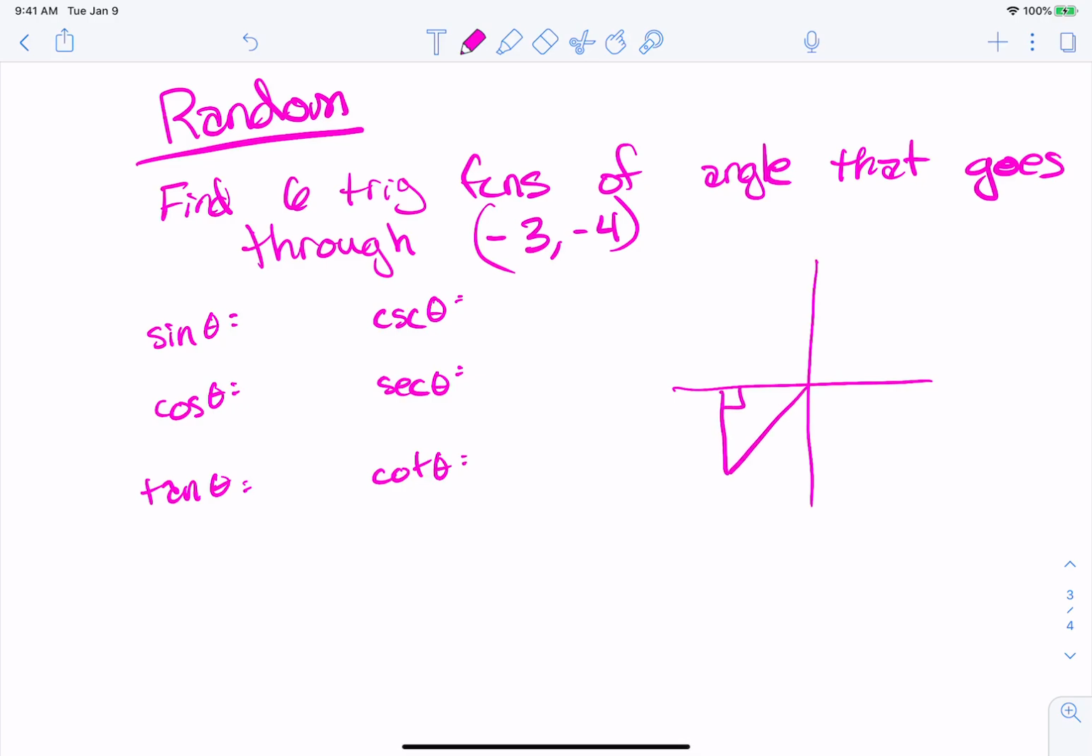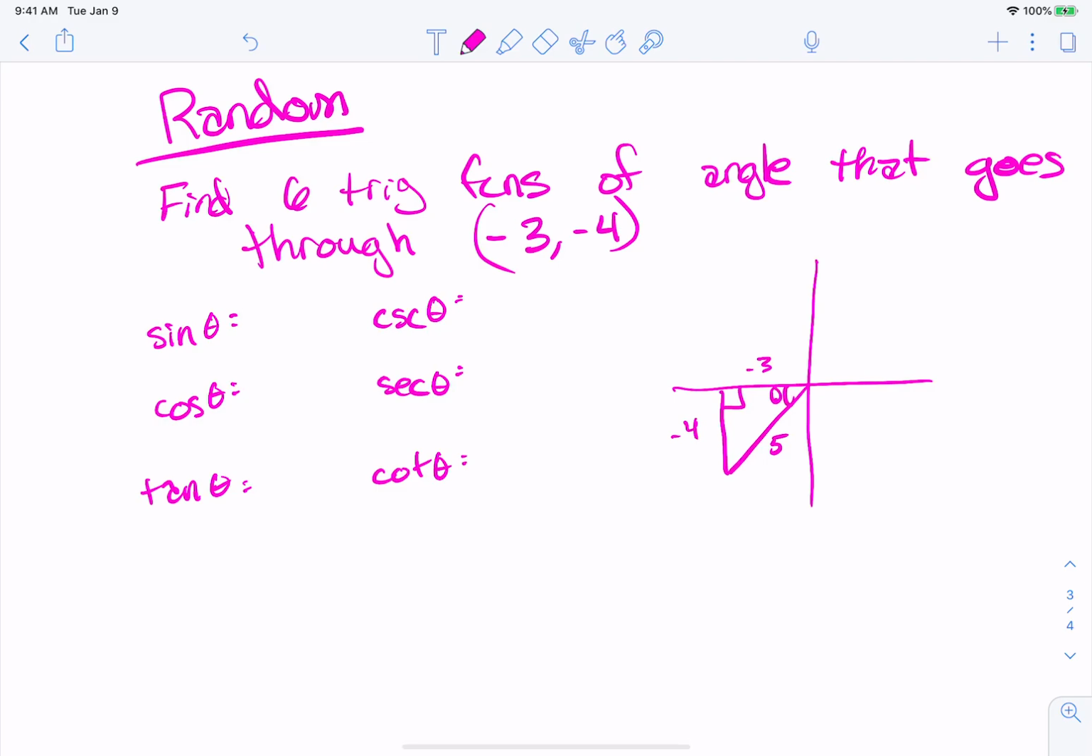Okay, and let's label my triangle. -3, -4. What's the hypotenuse side? Is it -5 or +5? The hypotenuse is never negative. It's always positive. Then you do sine, cosine, and tangent from that, right?